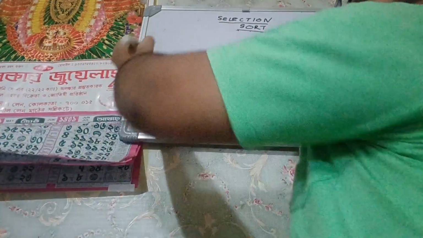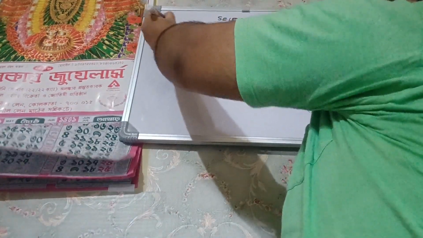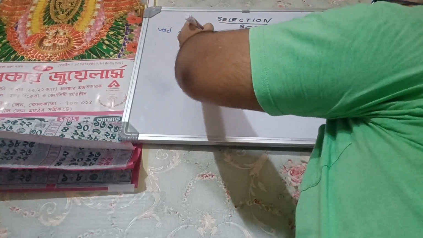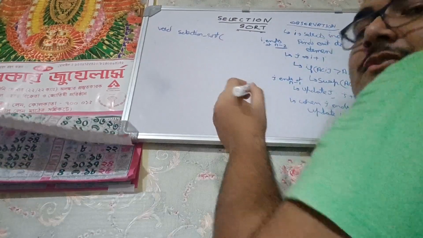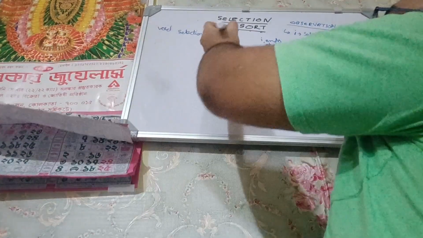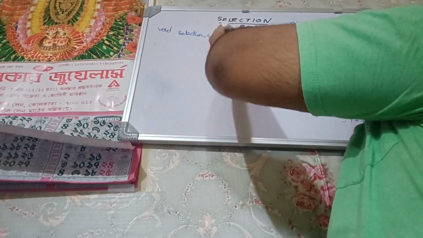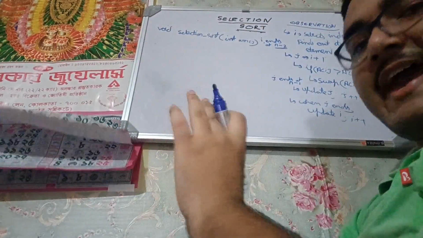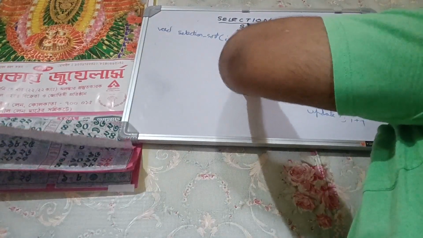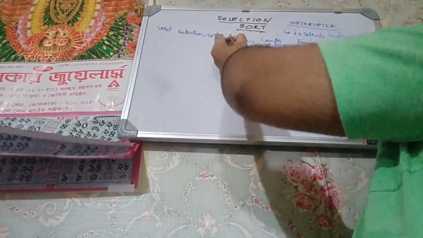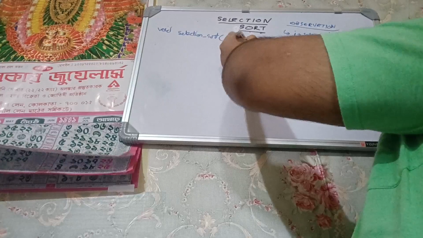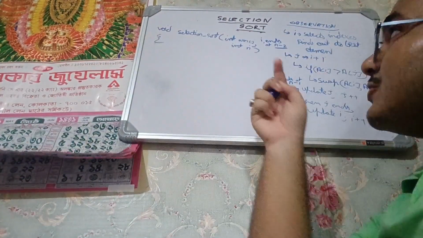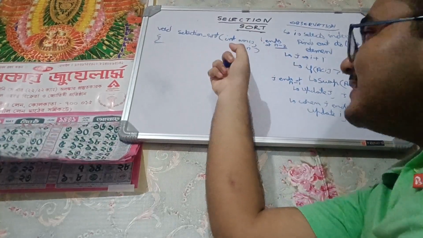So let us take a function, say void selectionSort, and it is taking two arguments, the array. Okay, just the array. And the size, so it is taking the array and the size, int n. Fine. Now, n is the size, the other is the array.